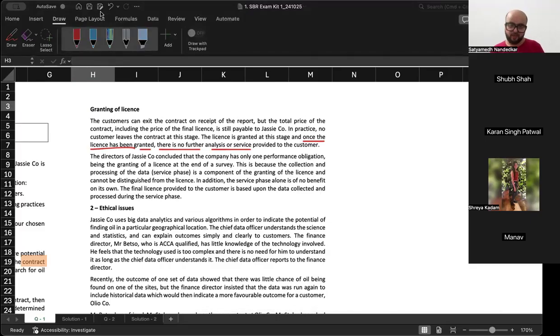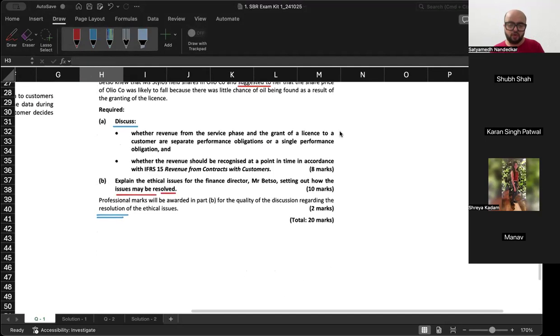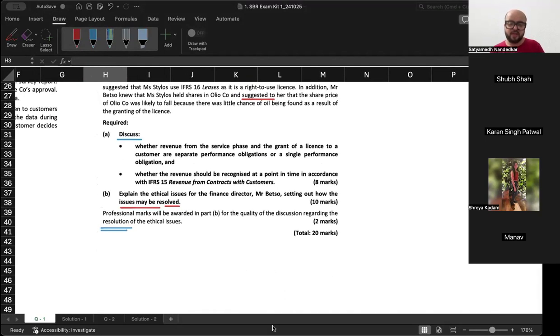Now the expectation of the question. First of all, please understand. The question wants you to say whether revenue from the service phase and grant of a license should be treated as two separate performance obligations, or are they just one single performance obligation? You have to comment on that. See, a performance obligation can be considered separate if you can perform that obligation separately, as in you can perform that obligation individually without the need to bundle it with the other one. Okay, so I can sell coaching of SBR separately. I can sell test series for SBR separately. It is not necessary for me to sell it together.